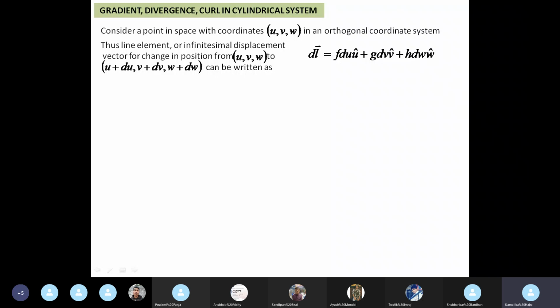Understood? Eventually, we will see what the values of F, G and H are for the different coordinate systems. You should be able to identify this because we have just done the line element in the cylindrical system where we saw phi was an angle, and so we could not write d phi alone.